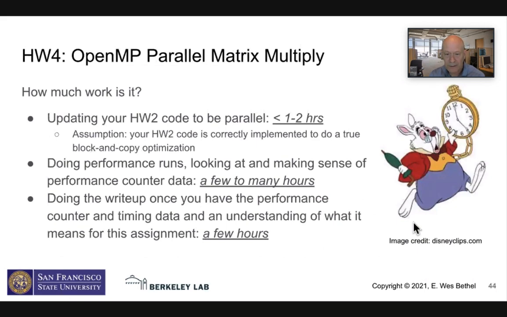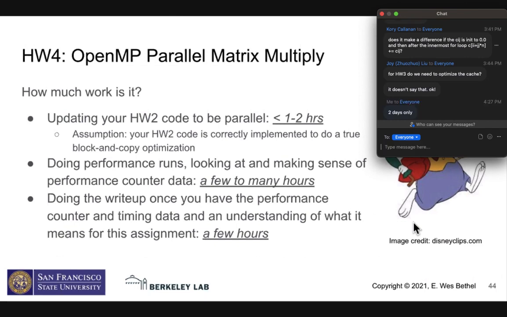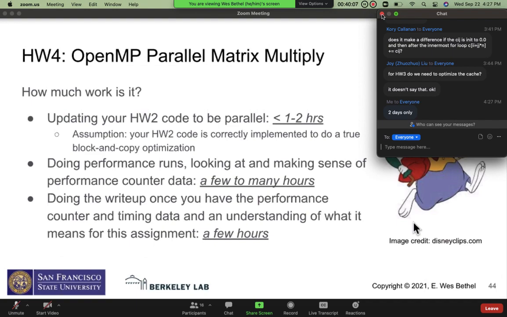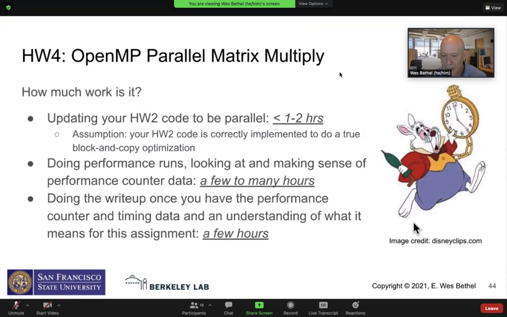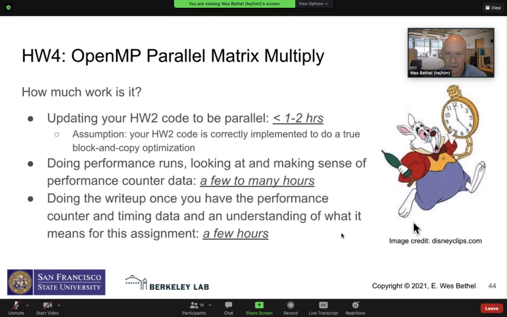So how much work is it? These are my guesses. Updating your homework code to be parallel, not much time. Doing the performance runs and looking at and making sense of the performance counter data, this could take a while. And then once you have the performance data that you think supports your hypothesis, and you can tell a story, writing it up only takes a few hours. So, like the white rabbit looking at the clock, you don't want to delay getting started on this. You need to get moving on it right away.